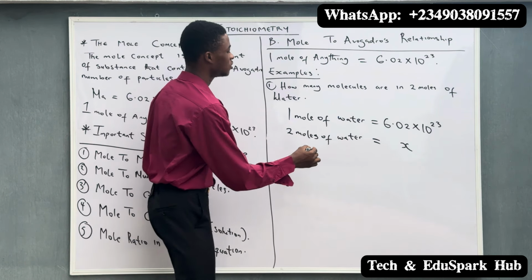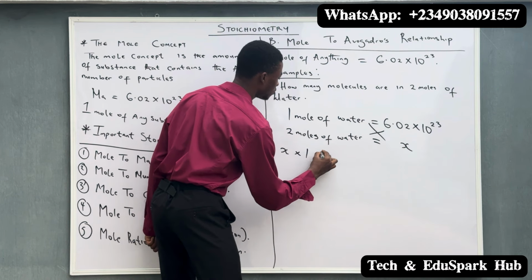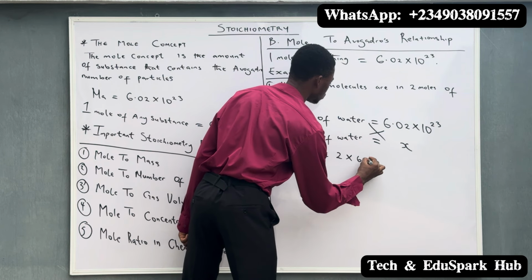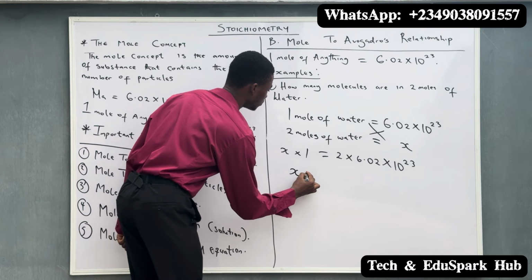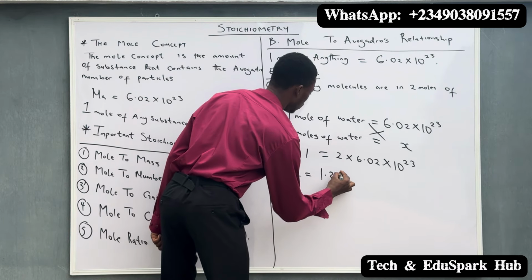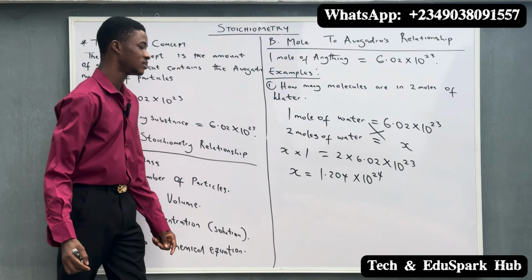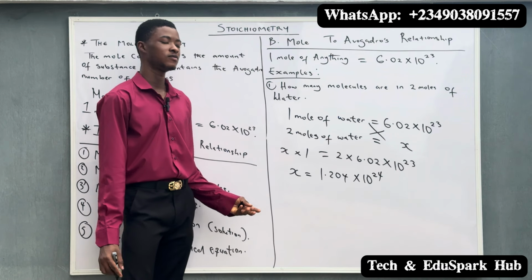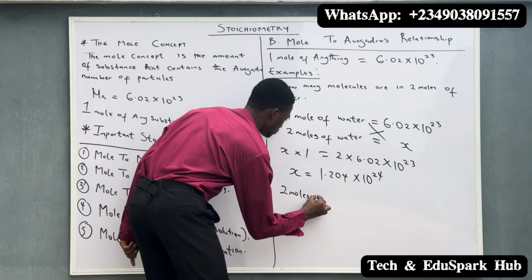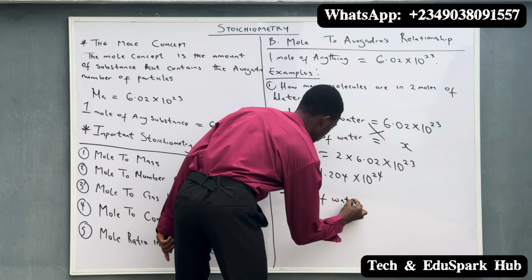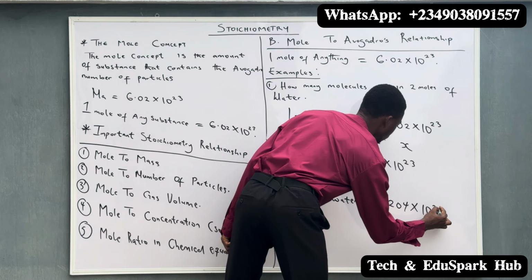In order to get this, we can just cross multiply. So we have X multiplied by 1 equal to 2 multiplied by 6.02 times 10 raised to power 23. When you multiply this, X is equal to 1.204 times 10 raised to power 24. This is our final answer to a question of this type. So 2 moles of water is equal to 1.204 times 10 raised to power 24.